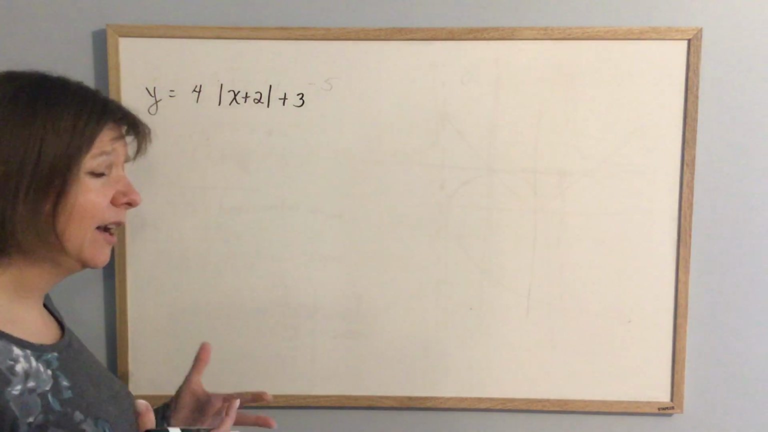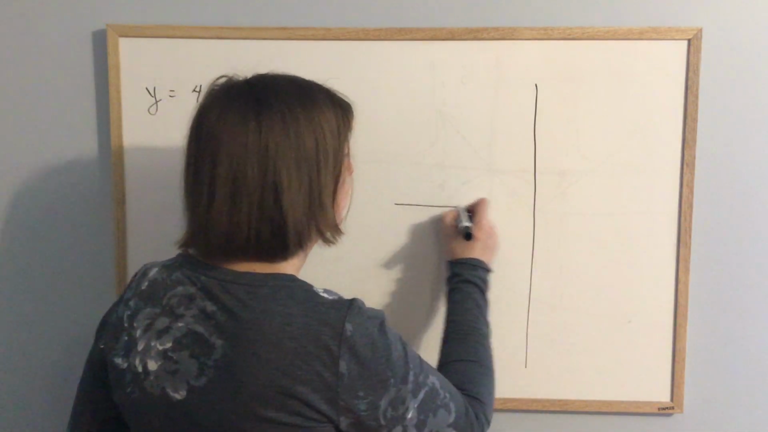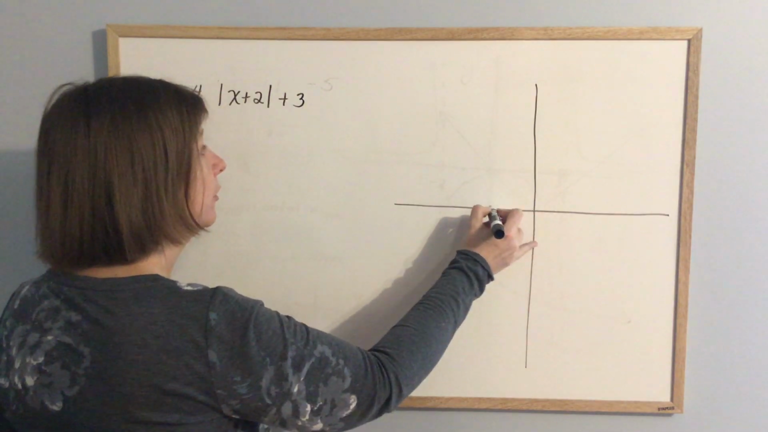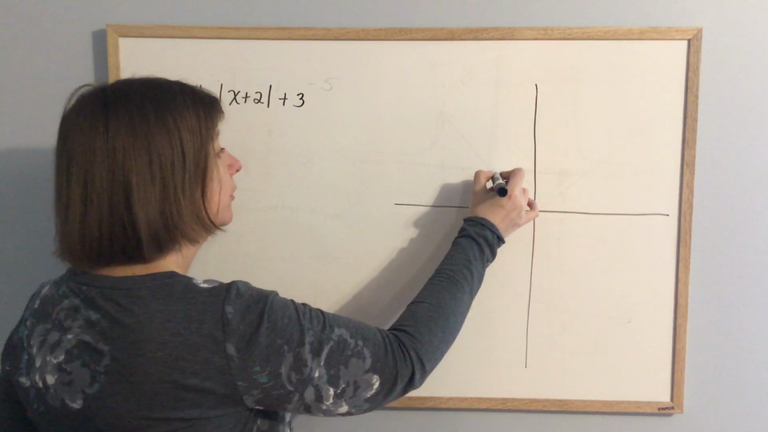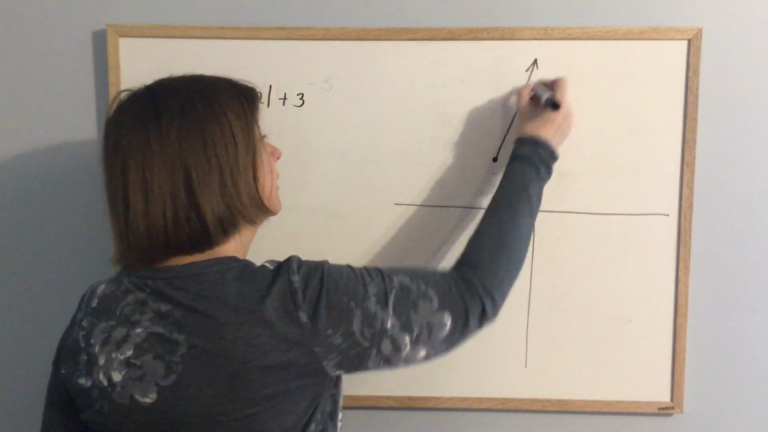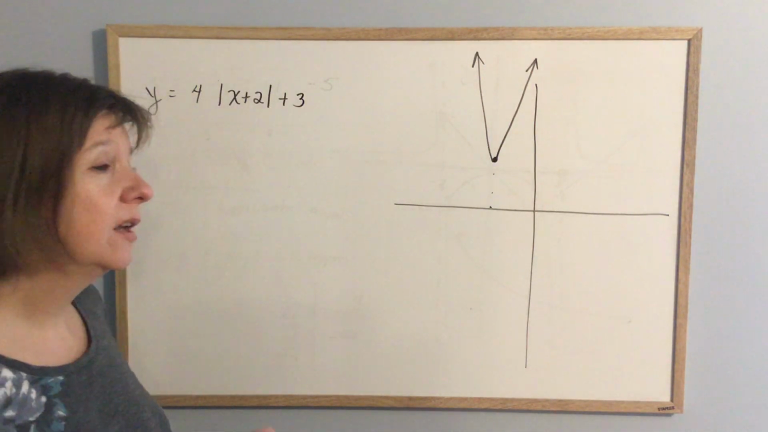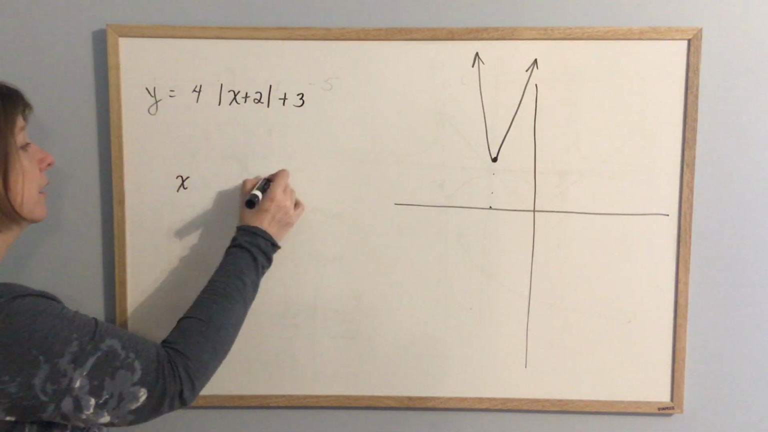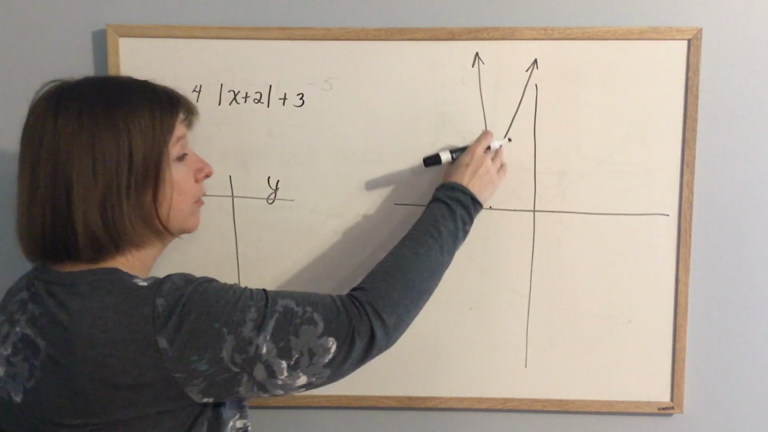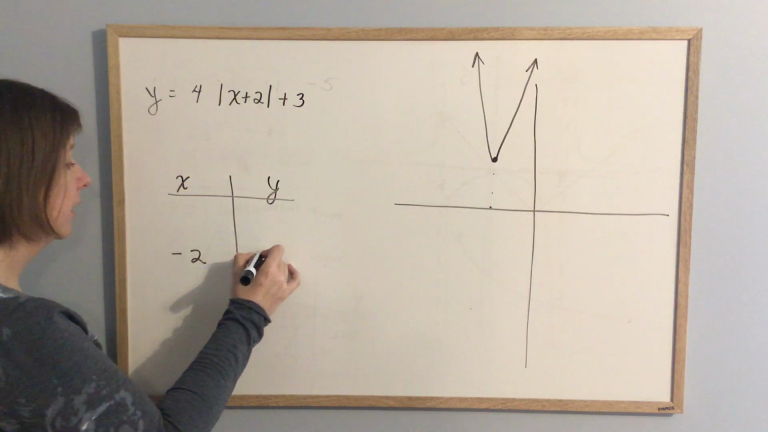Again, so I kind of basically know what it should look like. I already know that it should go back 2, 1, 2, and up 3, 1, 2, 3. And then I know it's got to be pretty skinny because there's a 4 in front of it, which makes it 4 times skinnier. But again, I would do a quick table of values for that. I already know where my vertex is, where that turning point is. It's at -2 and 3.